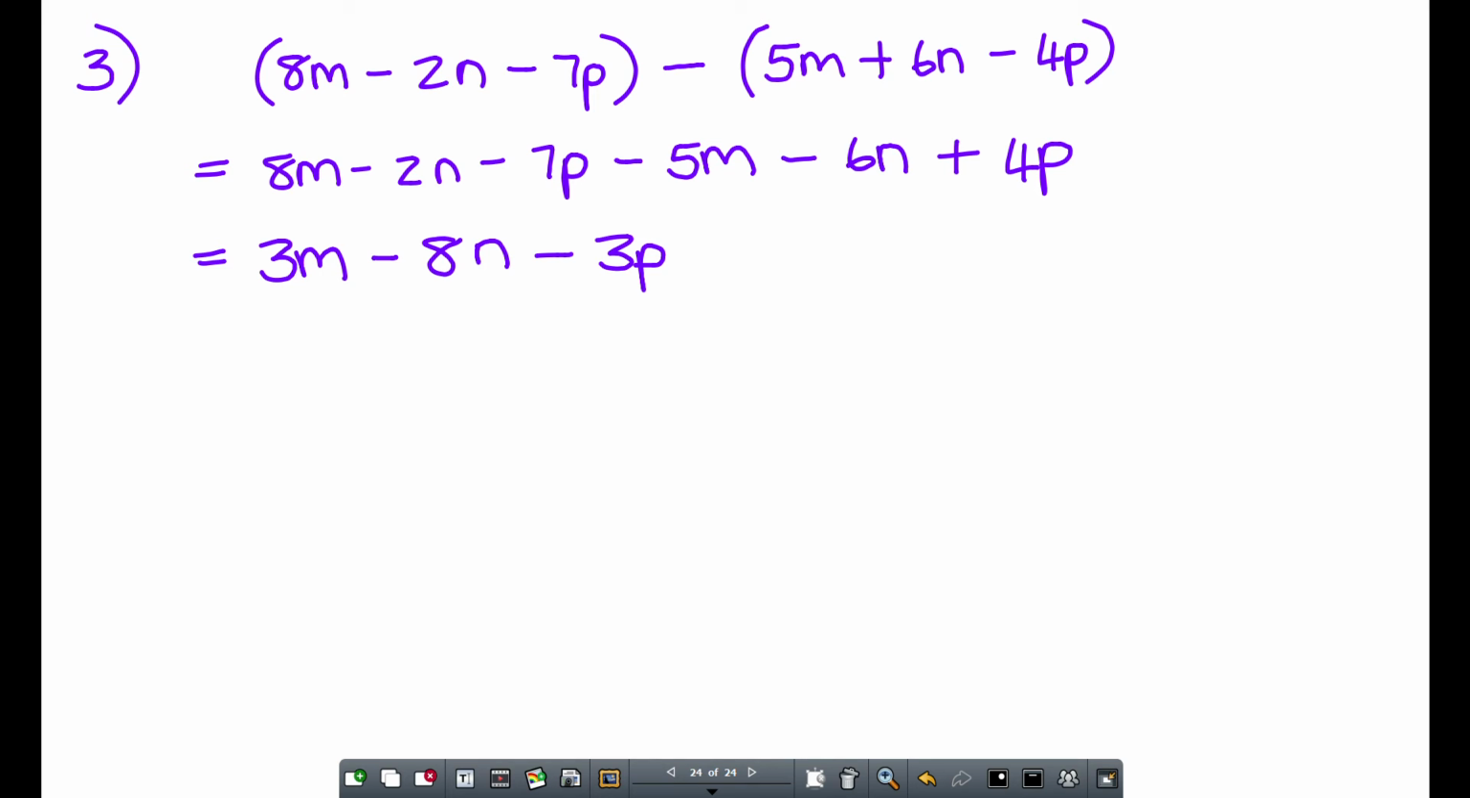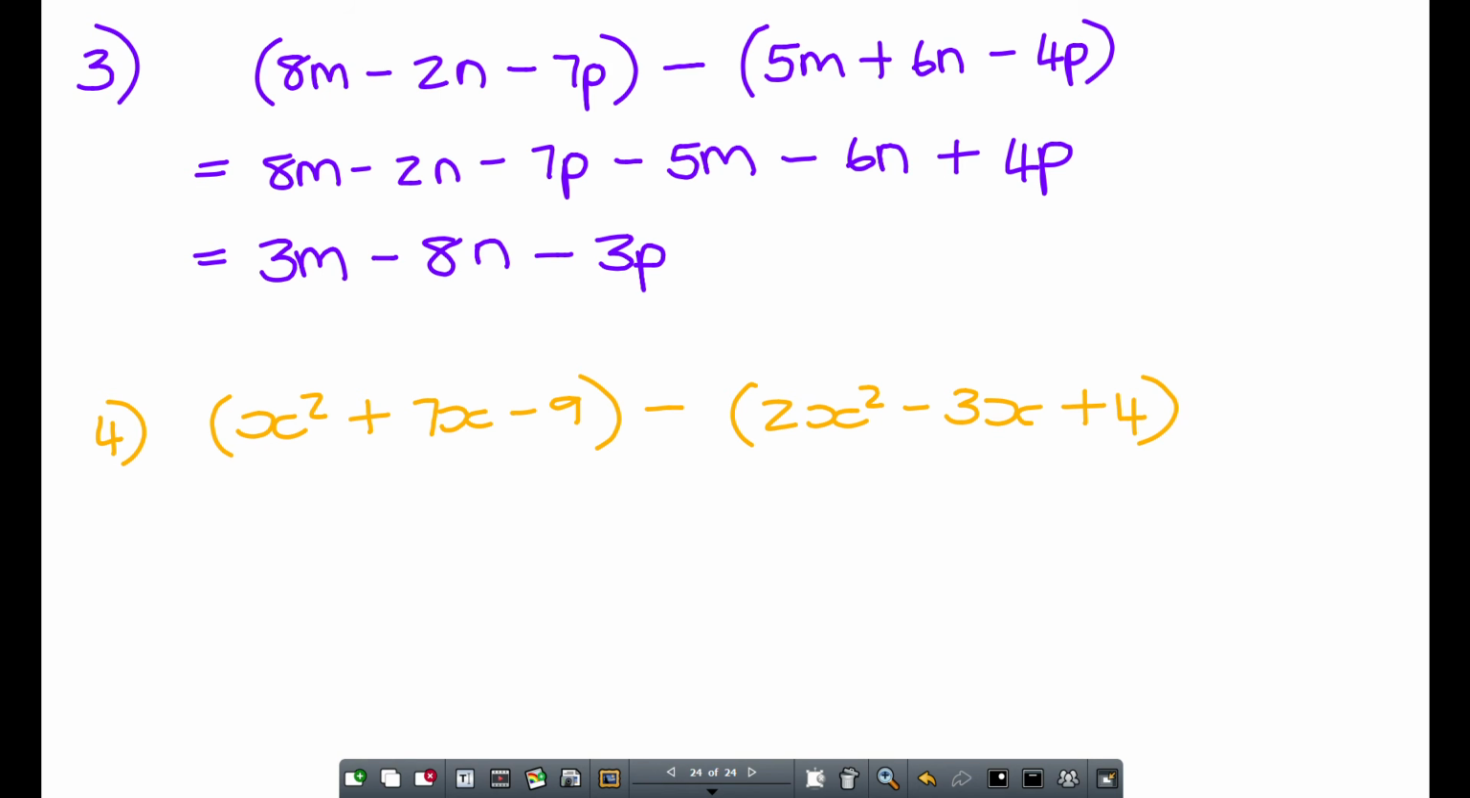From that, subtract 2x squared, etc. So they were nice enough putting it in the right order. So I've got x squared plus 7x minus 9. And from that, subtract 2x squared minus 3x plus 4. Okay, so we're first going to get rid of the brackets, the beginning one.